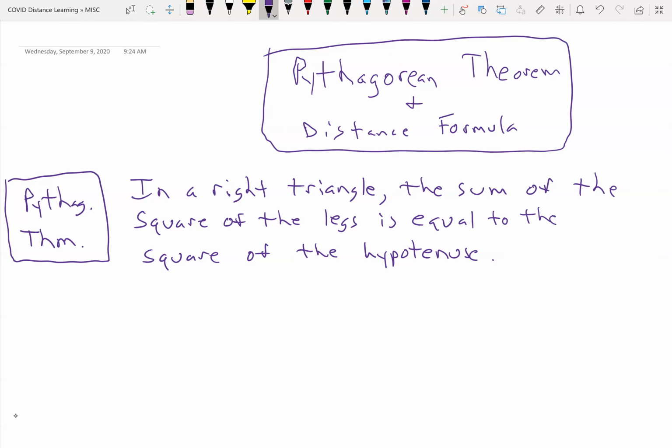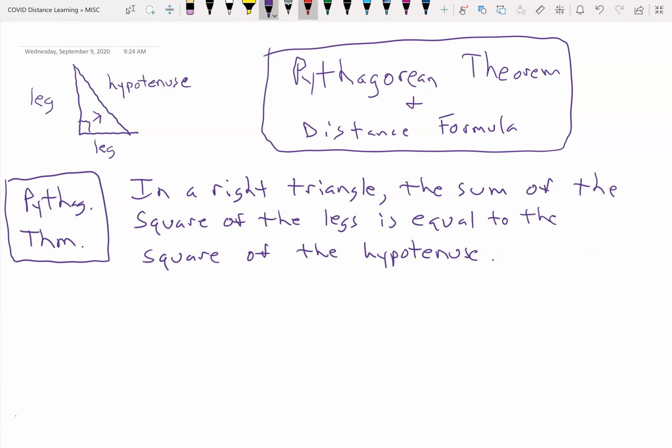And what I mean by legs and hypotenuse is, given some arbitrary right triangle, I'm going to just draw this up at the top. There's my right angle. Across from the right angle, this largest side we call the hypotenuse. These two sides over here that form an L are called legs. That's convenient: legs form an L. The legs form a right angle.